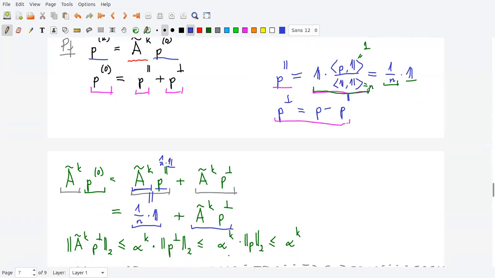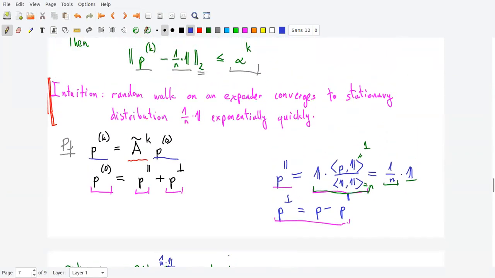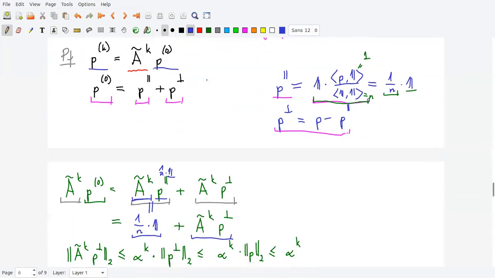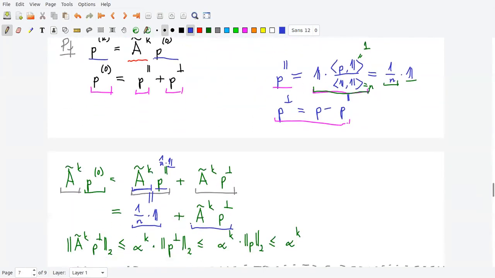This is an error term that corresponds to the fact that we are not in a perfect random graph. So in order to prove this inequality, we need to prove that this error term that is added to this random behavior is upper bounded in L2 norm by alpha to the k. So we need to upper bound the L2 norm of our matrix A applied k times to p perpendicular. But now we again use the same trick.